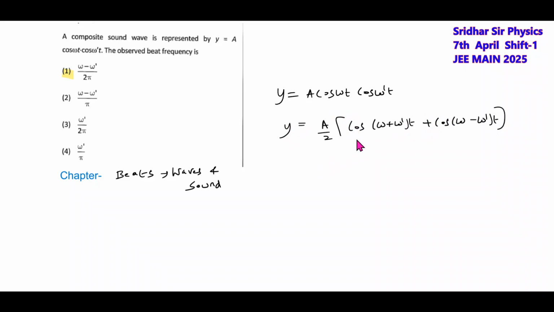There's the expansion of this one. The cos A cos B formula will be this much here. Then this quantity will represent the beat frequency. So the beat frequency: 2 pi f_beat should be equal to omega minus omega dash, or beat frequency equals (omega minus omega dash) by 2 pi.